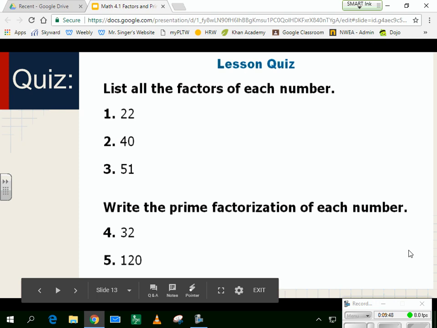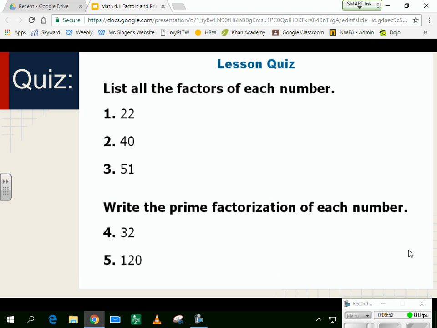Here is your quiz. First 3 questions you're going to do is list all the factors of each number. The last 2, you're going to break down the prime factorization of them using the factor tree.